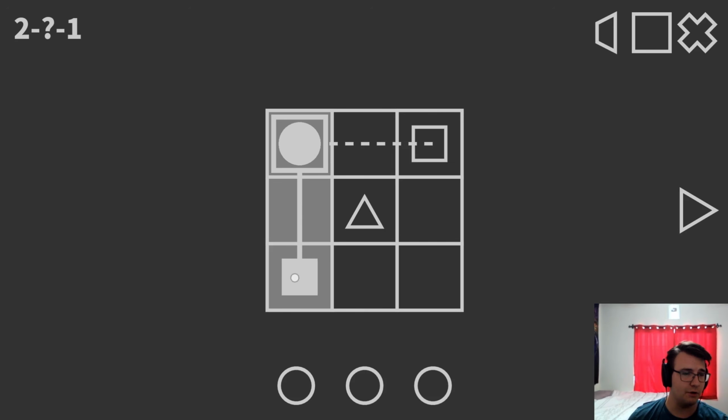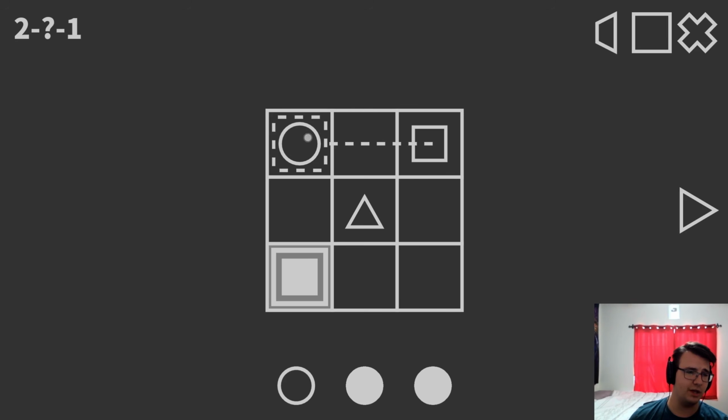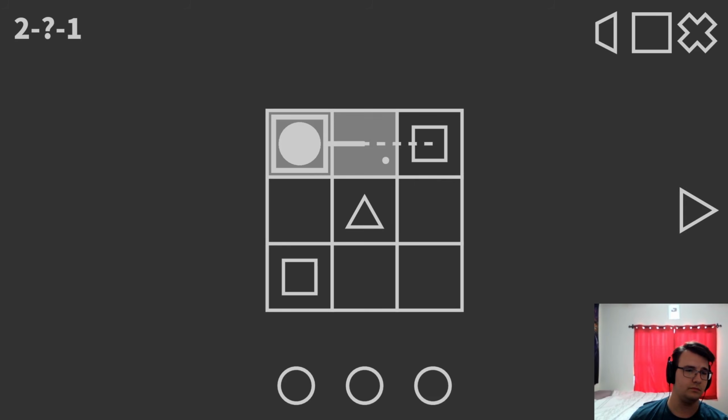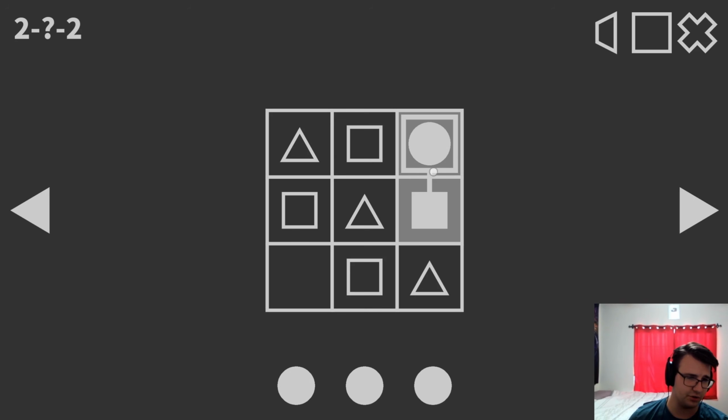Circle to square. What about this circle to square? What about square to circle? That's no. Circle to triangle. That's also no. Triangle to circle. That's no. Triangle to square is somewhat okay. So it seems that starting on circle and ending on square is important. And I'm not sure what the other rule is. Start on circle, end on square.